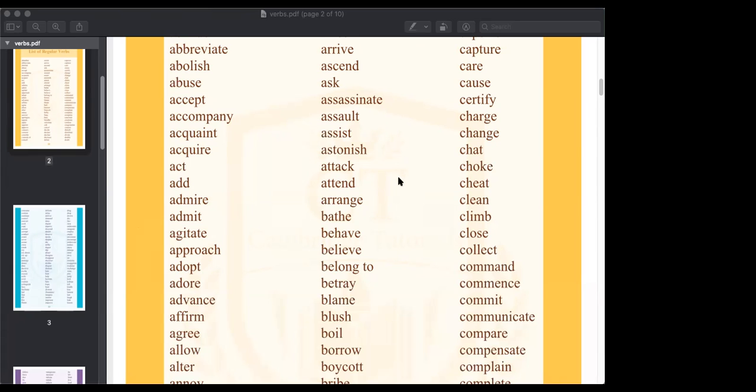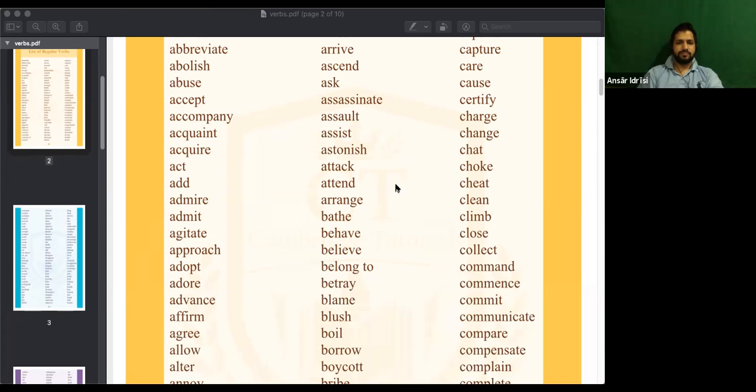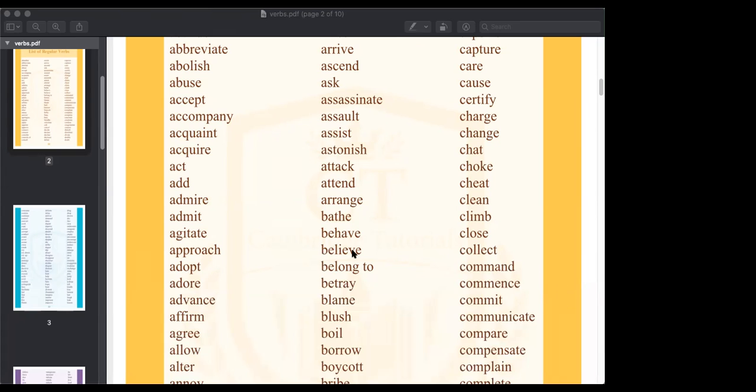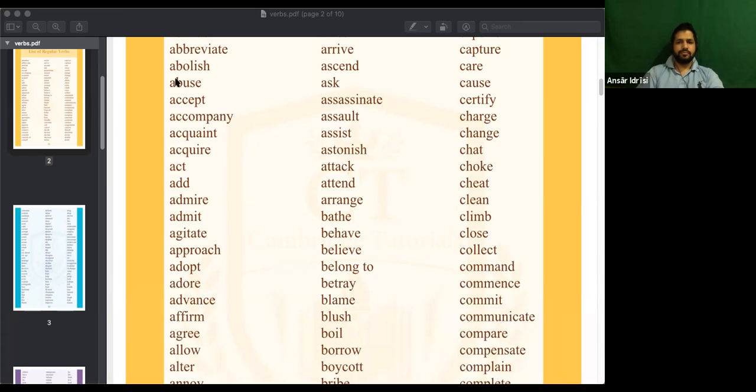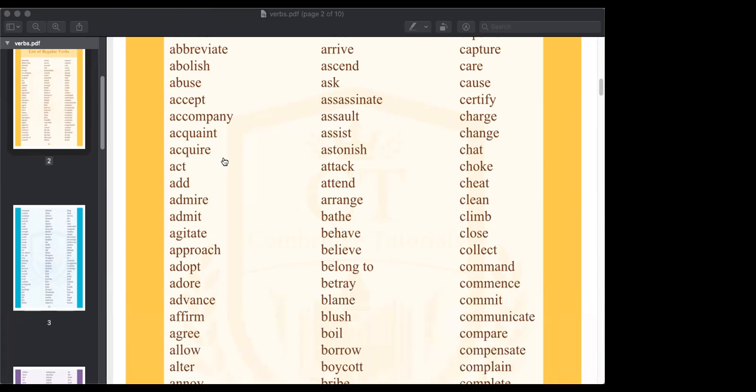Did she? She used to insult. She didn't used to insult. Insult. Next. He used to compensate. Did he used to compensate? He didn't used to compensate. Compensate. Good. He used to approach. Did he used to approach? He didn't used to approach.